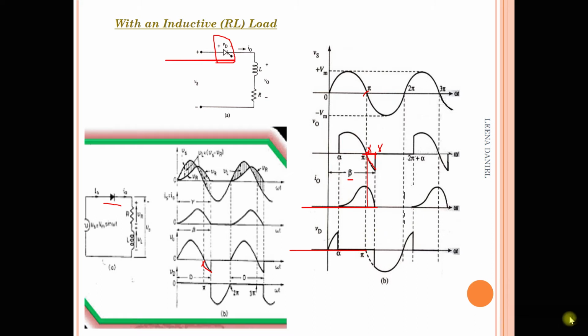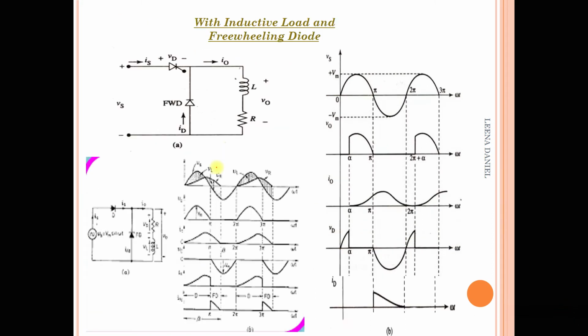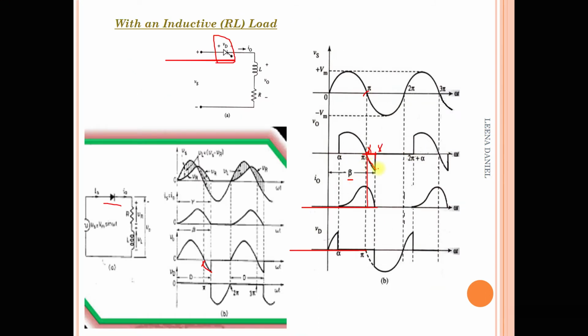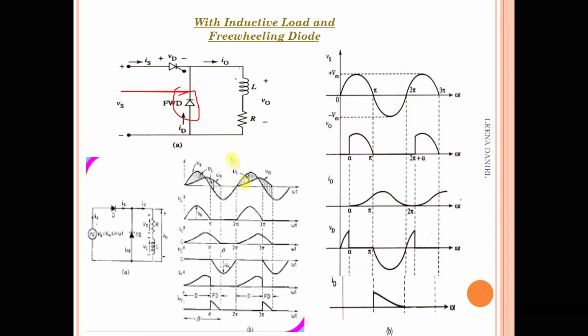Let's see the next load. This is the operation with inductive load and freewheeling diode. So what is the function of this? This is the freewheeling diode. We connect it in the circuit, and what would happen? See the improvement in the waveform. In case of inductive load, this waveform goes into negative. So for improving the voltage waveform or current waveform, we use the freewheeling diode.